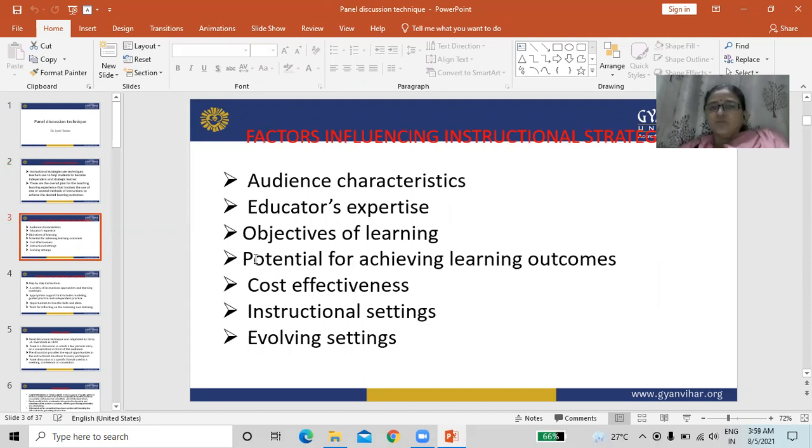Factors influencing instructional strategies. Audience characteristics. Basically, the interest of the audience, the age of the audience, aptitude, and gender characteristics will also be included in audience characteristics.